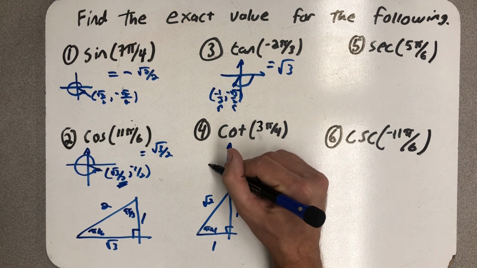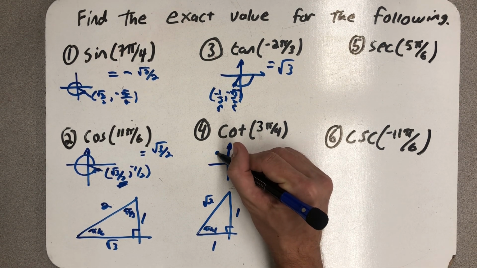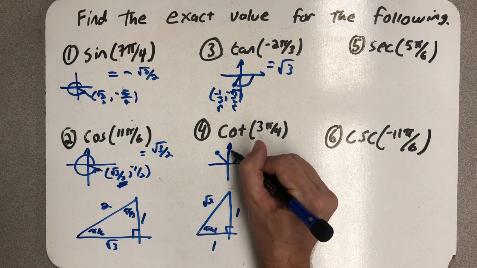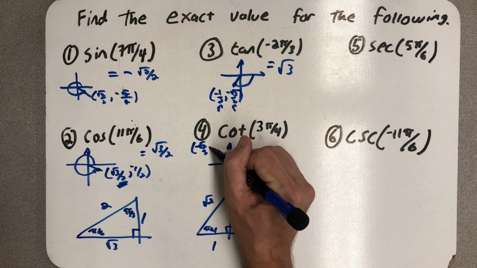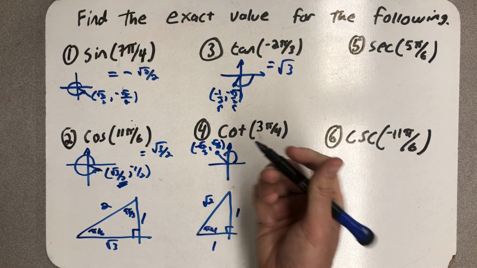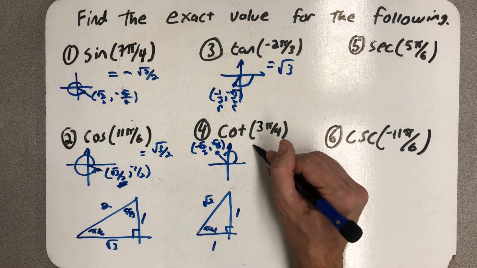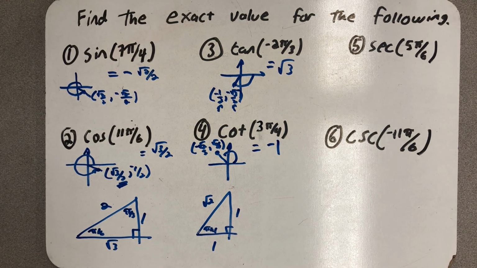Cotangent of 3 pi over 4. 3 pi over 4 is that nice happy angle right here. Let's see, the ordered pair there would be minus root 2 over 2, comma, root 2 over 2. I do my division, this time x over y, and I get a minus 1.